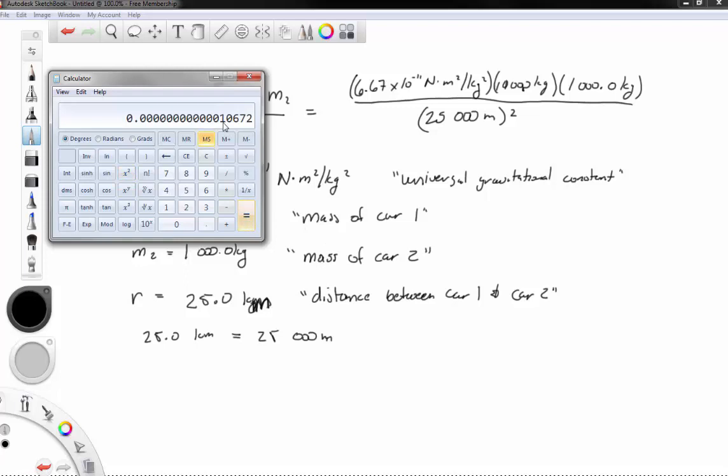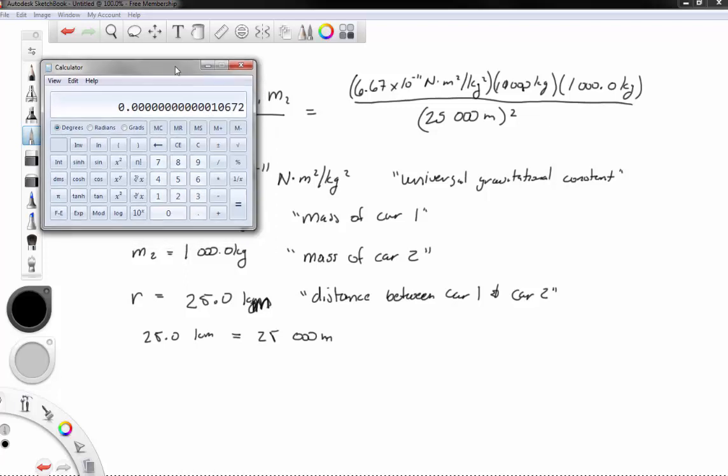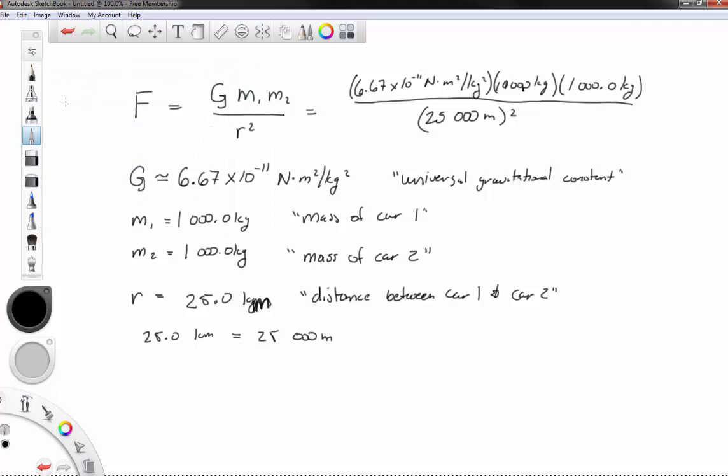So what we get is 1.0672 times this power of 10. So what power of 10 is it? Well, you can count. So 10 to the minus 1, 2, 3, 4, 5, 6, 7, 8, 9, 10, 11, 12, 13. So it's 1.0672 times 10 to the minus 13. So this means that the force, if we round that, becomes 1.07 times 10 to the minus 13 newtons. So that's the answer we're looking for.